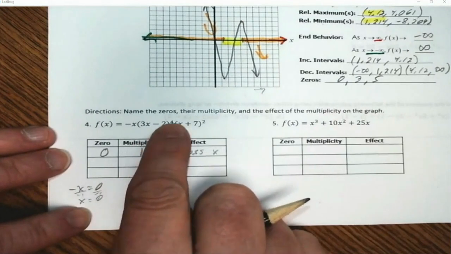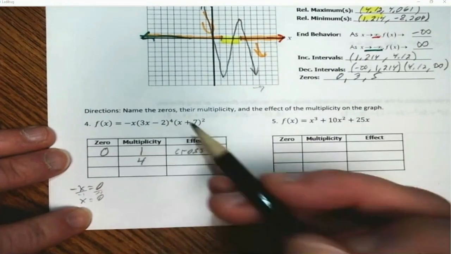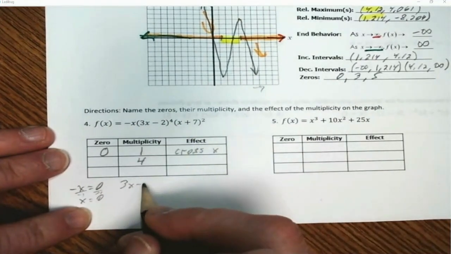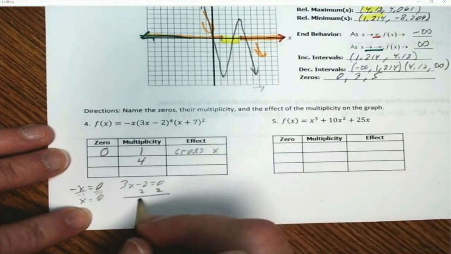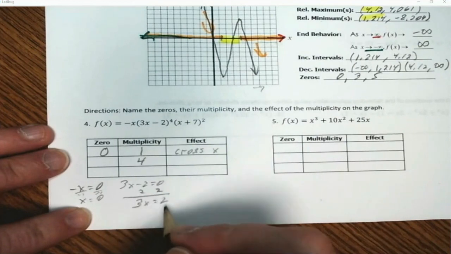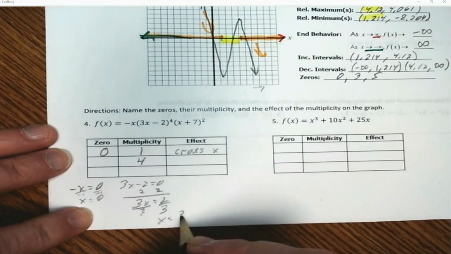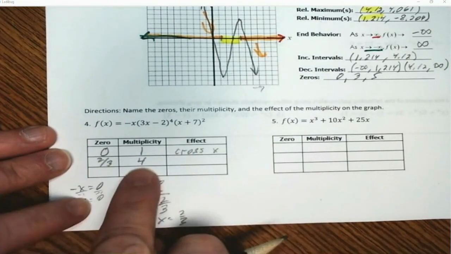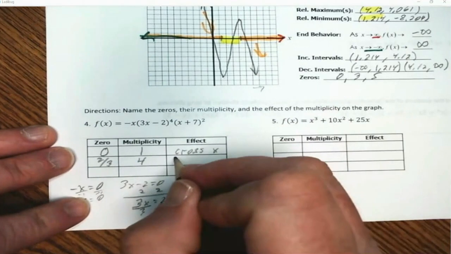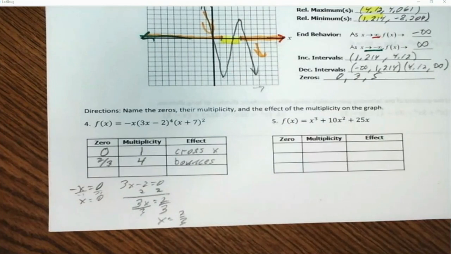Okay, what's the next one? 3x minus 2 to the fourth power. Well, so we know there's 4 of these zeros because it's to the fourth power. But 3x minus 2 equals 0. Add 2 to each side, so 3x equals 2. Divide both sides by 3. So x equals 2/3. So 2/3 is another 0. It has a multiplicity of 4, which is an even number. So it bounces off the x. It just touches it and goes back. Whether going up or down, it's going to bounce back up or down.